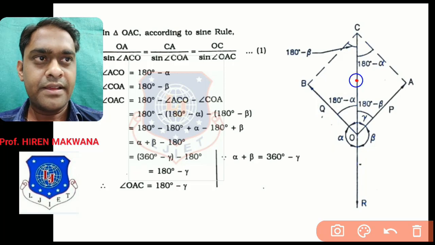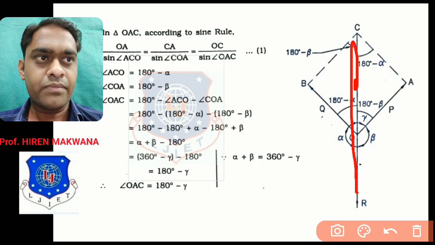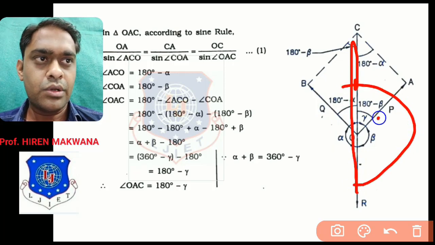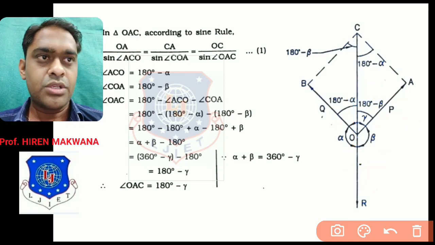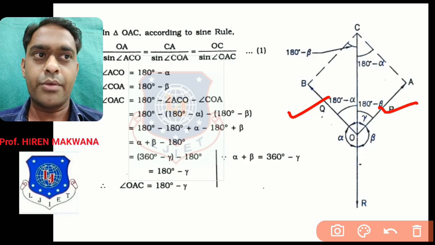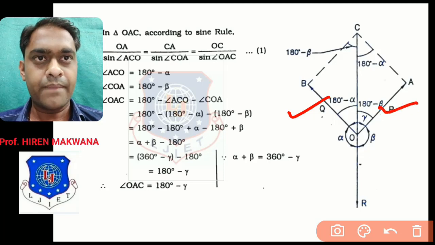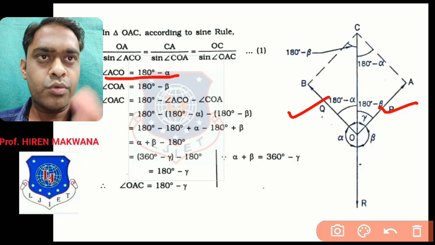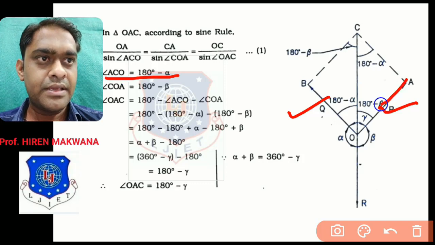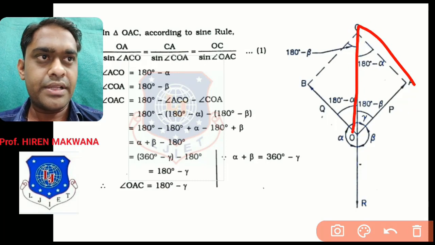Similarly, right side. Again, this is a straight line. So this angle is 180. Lower angle is beta. So upper angle is 180 minus beta. So you are clear with 180 minus alpha and 180 minus beta, how it comes. Okay. So here it is ACO is equal to 180 minus alpha.